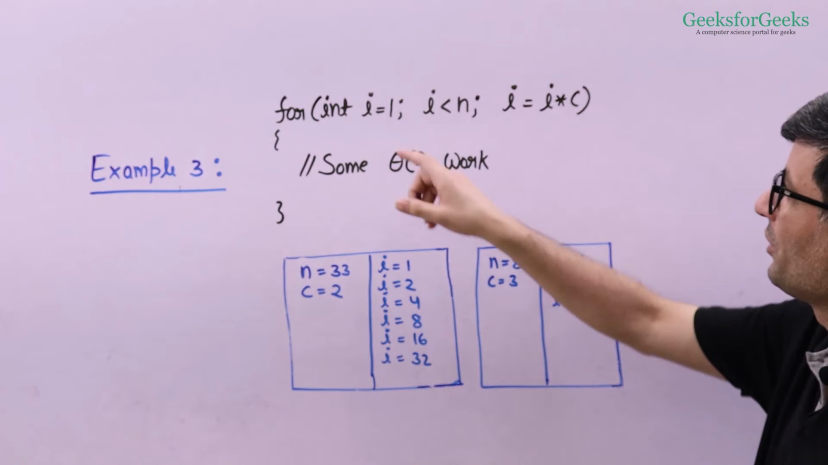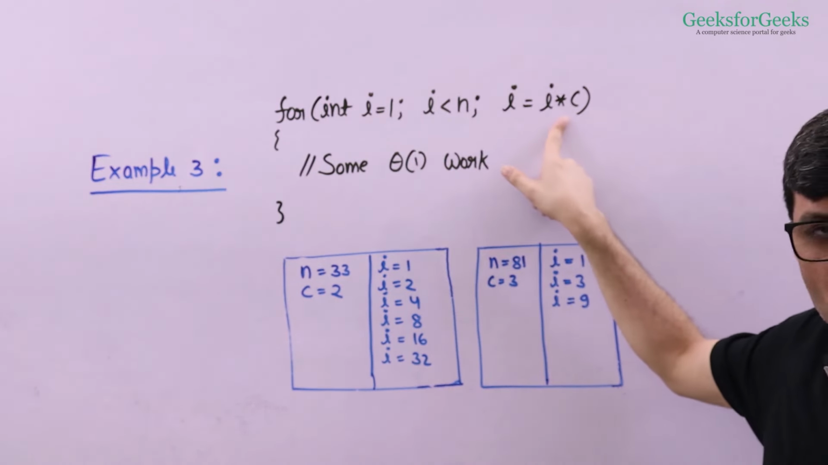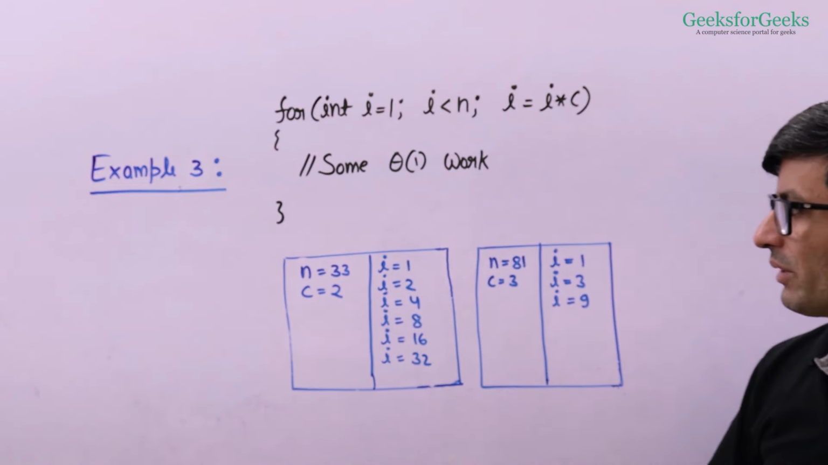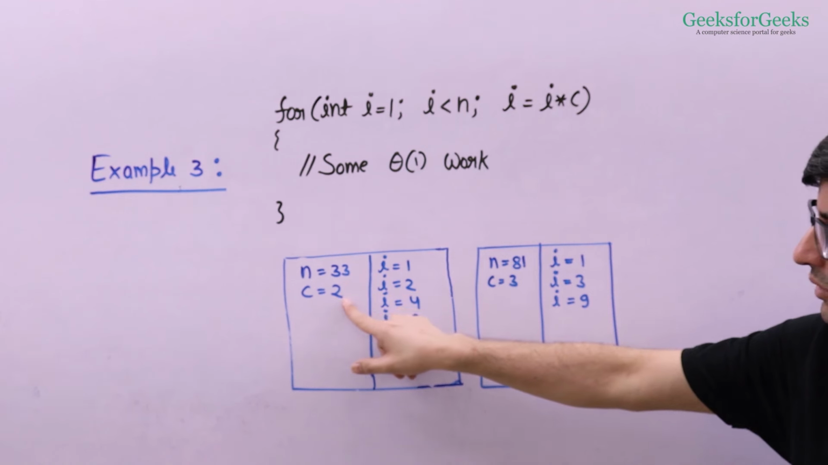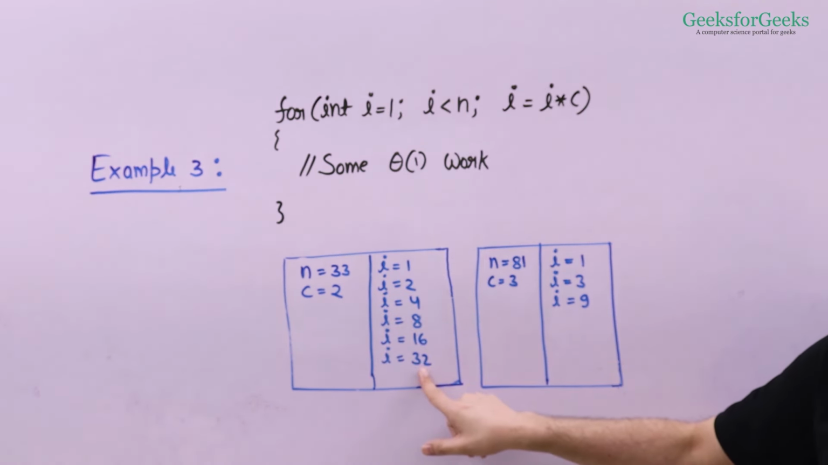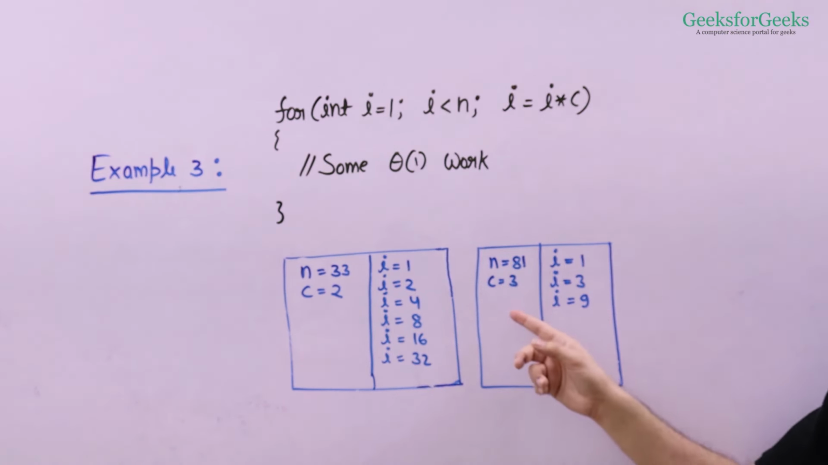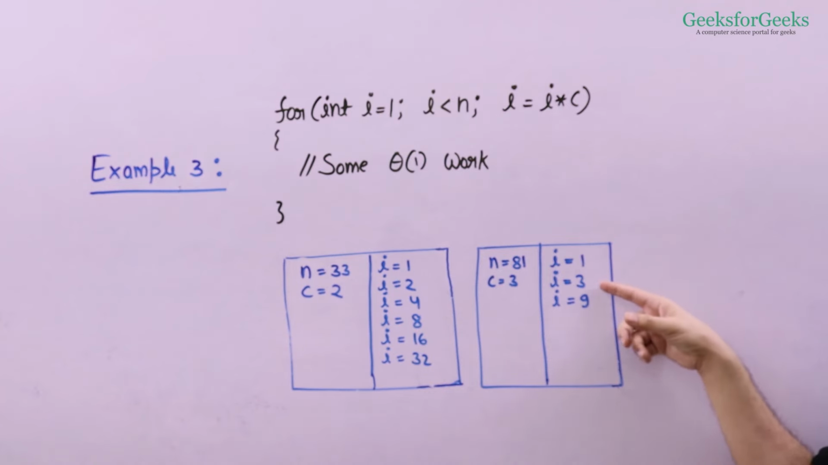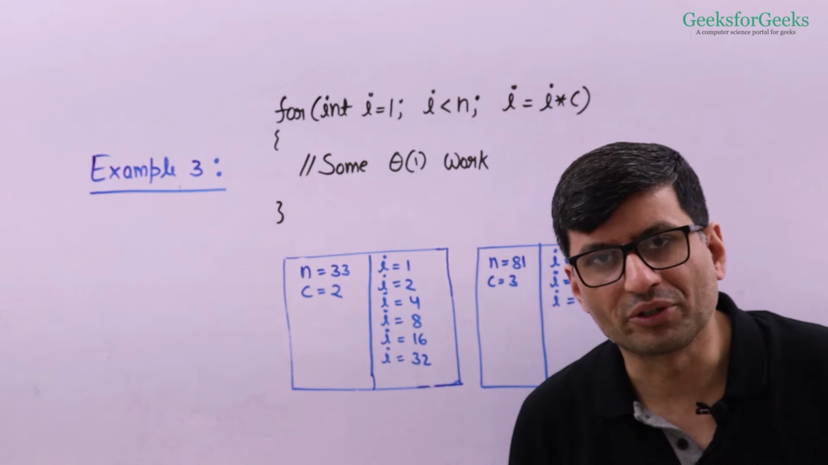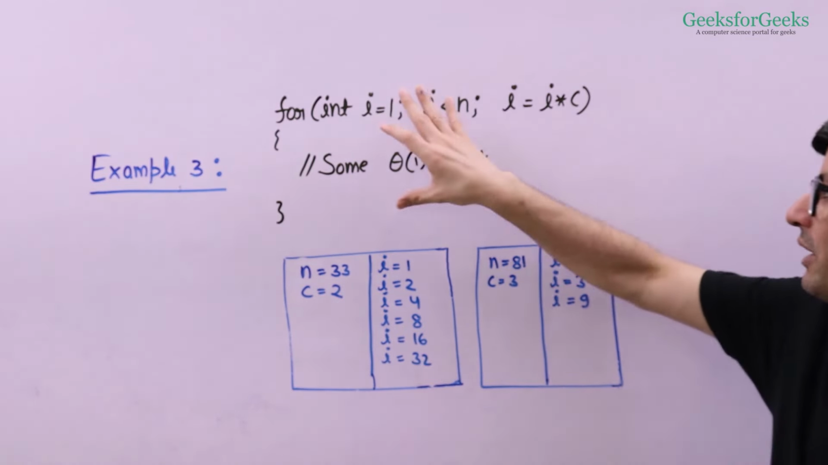Let's now see our third example. In this example, we are running a loop from i equal to 1, i smaller than n, and i equal to i into c. Again, n is user input and c is a constant. For example, for n equal to 33 and c equal to 2, it will run for 1, 2, 4, 8, 16, 32 and when i becomes 64, you will come out of the loop. For n equal to 81 and c equal to 3, it will run for 1, 3, 9, 27 and when i becomes 81, you will come out of the loop. Please pause this video and try to guess the time complexity or order of growth of this part of the code.